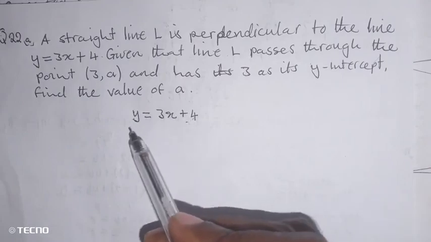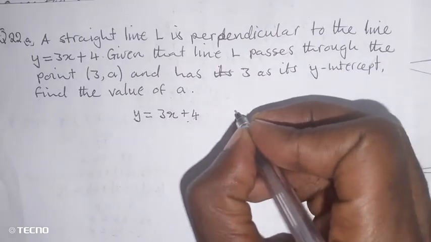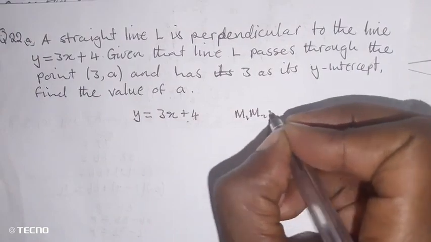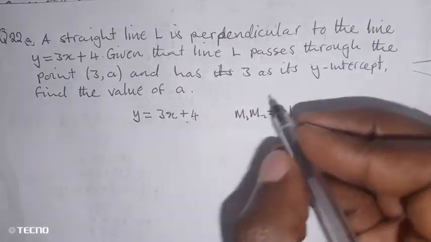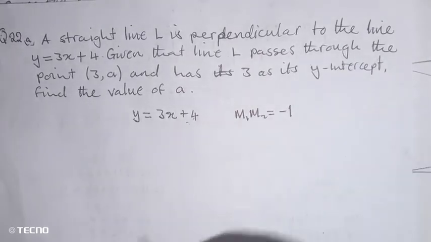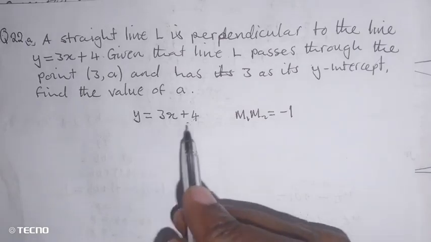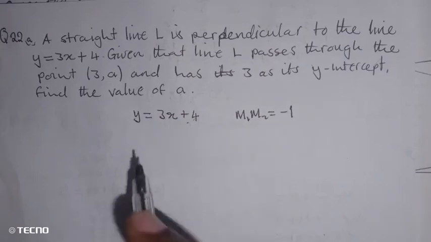If it's perpendicular, we know that when we talk of gradient, we say m1 times m2 should give us what? -1. This is the principle that you're supposed to have. m1 times m2 gives -1, which means they are perpendicular. So here, we're going to find the gradient of this line.